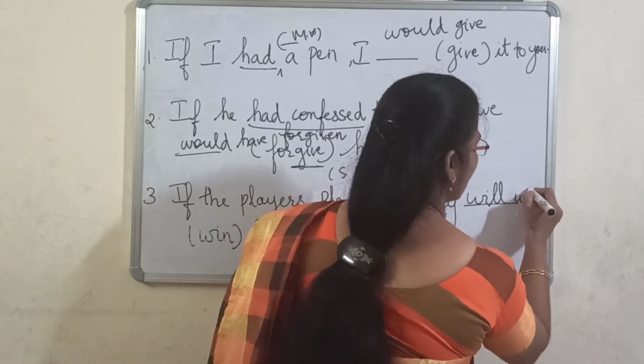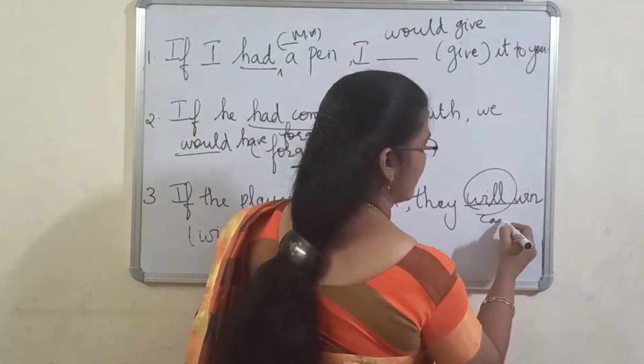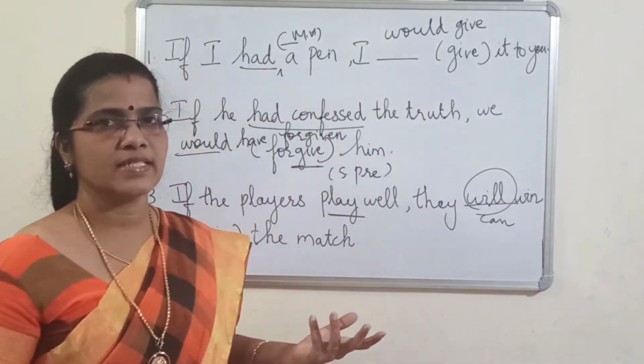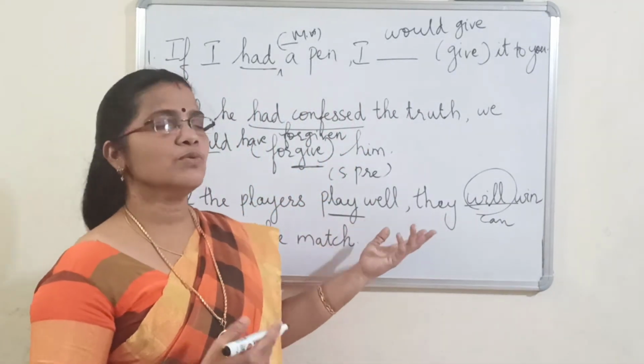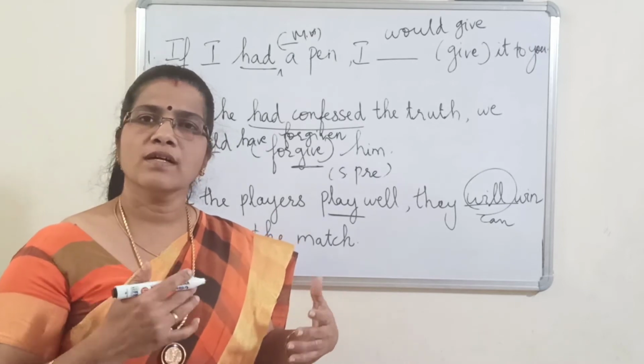Will win. Okay. Here remember you can also replace this with can. Okay. That shows ability. Right. And if you use may instead of that, they may win the match. You speak about possibility.